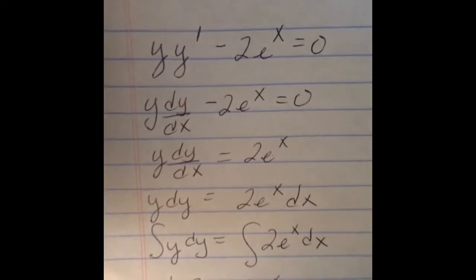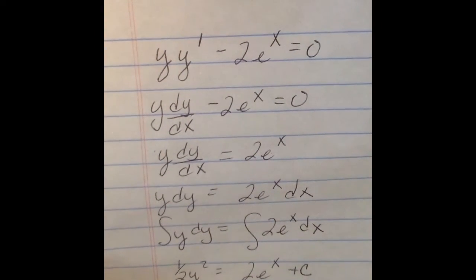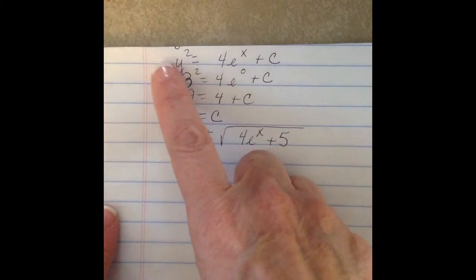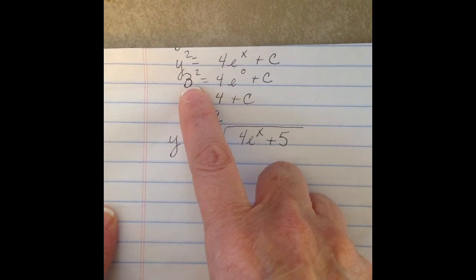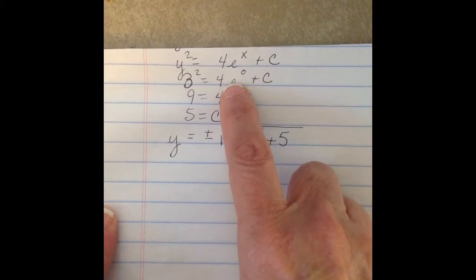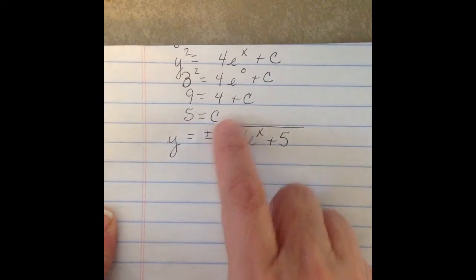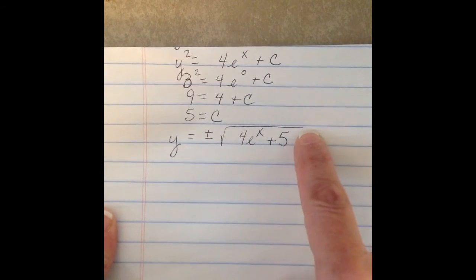Then we'll multiply by 2 to get this. And so after we multiply by 2, we get this. I'm going to plug in my 3 from our initial condition, 0 for my x initial condition. My c becomes 5. And then I take the square root, and this is my particular solution for this problem.